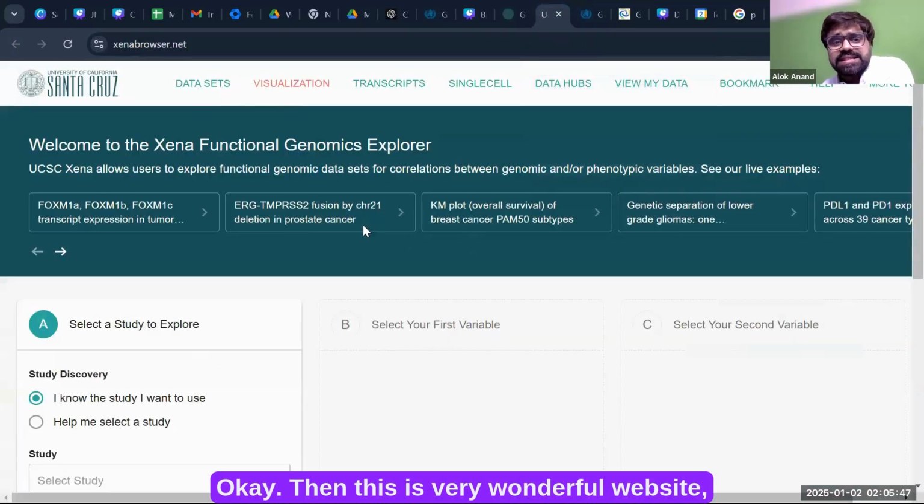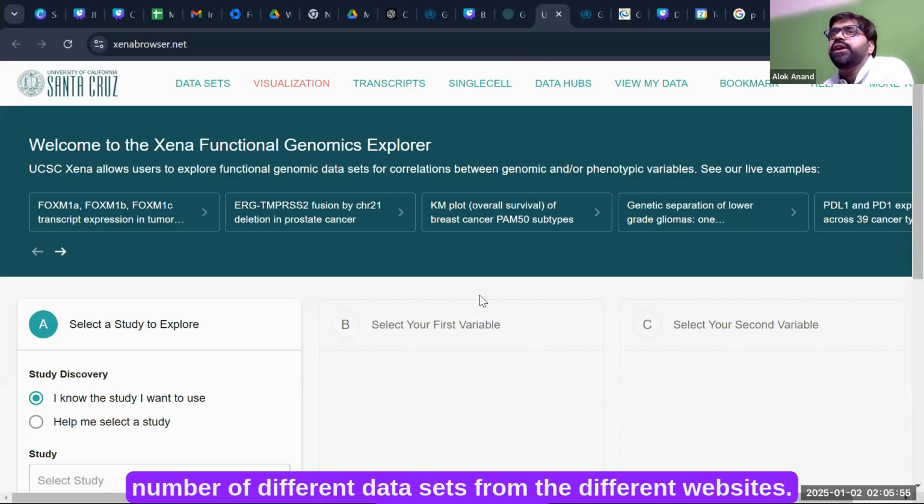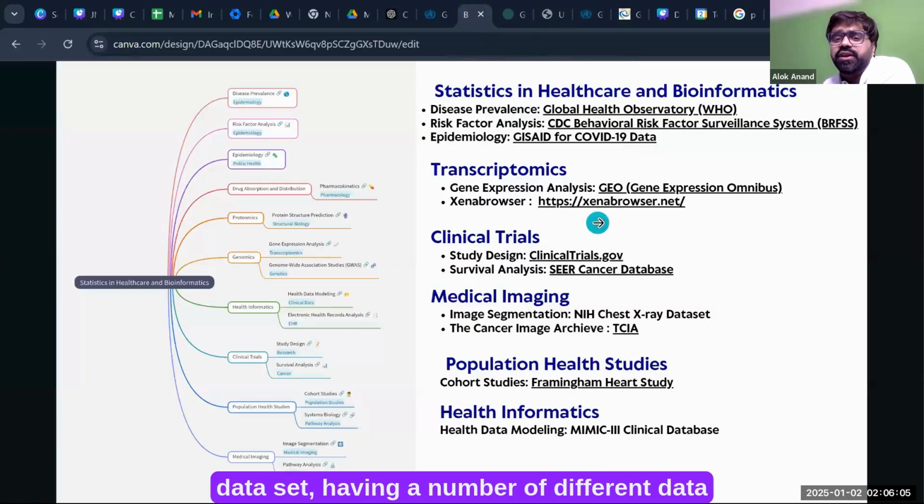Then this is a very wonderful website, basically the Gina browser database. Nothing unique is here. It has simply compiled a number of different data sets from the different websites, for example, TCGA and a few other projects as well. So you can simply go here and explore this, having a number of different data sets.